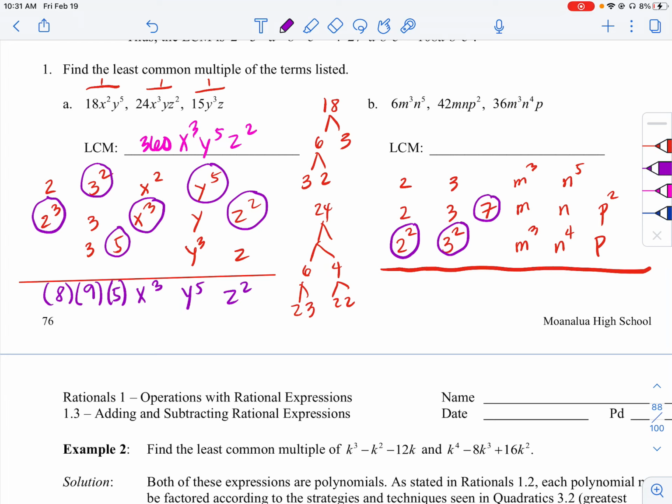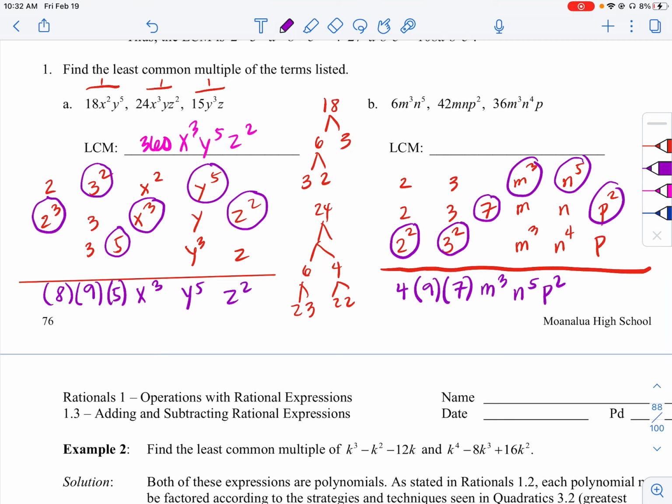We have a tie between m cubed and m cubed. So we can just circle any of them. And then n to the power of 5, and we have a p squared. So let's write all of them. 2 squared means 4. 3 squared means 9. 7 is 7. We have m cubed, n to the power of 5, and p squared.